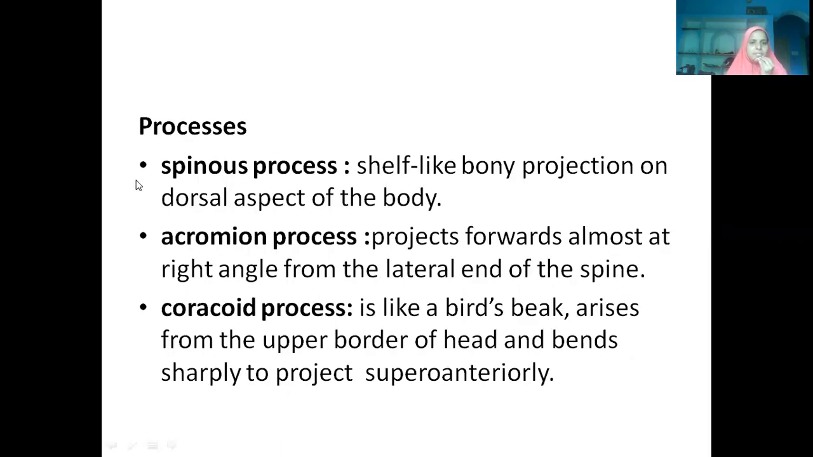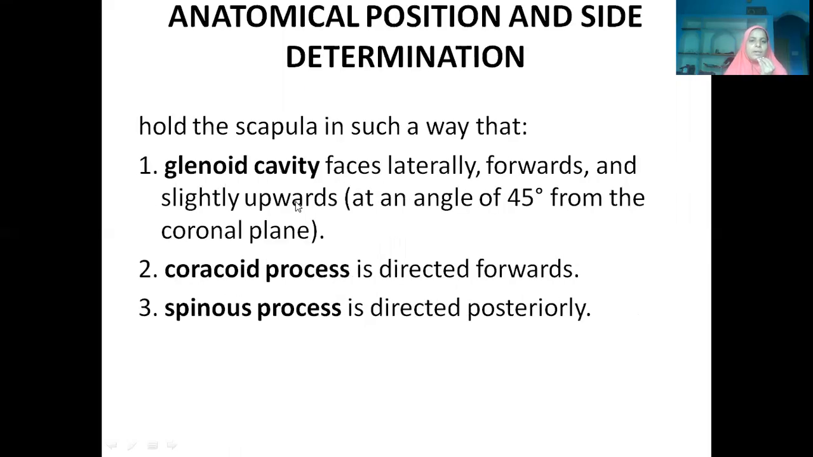What are the three processes we have? The spine, the spinous process, which is a shelf-like projection. The acromion process, which is in continuation with the spine, as we have seen just now. Then the coracoid process is a beak-like projection arising from the upper border of the head and bending sharply to project superior anterior. The glenoid cavity is facing laterally, forwards and slightly upwards. So the coracoid process is directed forward, and the spinous process is directed behind, on the dorsal surface of the bone.